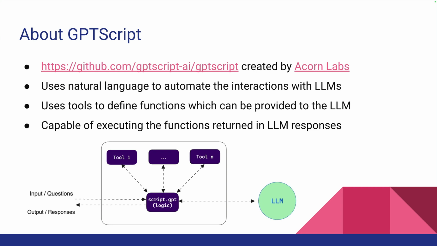Just a few words about GPT-script, which is a project created by Acorn Labs. Using natural language, it automates the interaction with LLMs. To do so, it can leverage the function calling capabilities of the models. GPT-script uses tools to define functions which can be provided to the LLM, and it is capable of executing the function calls the LLM has returned in its responses.